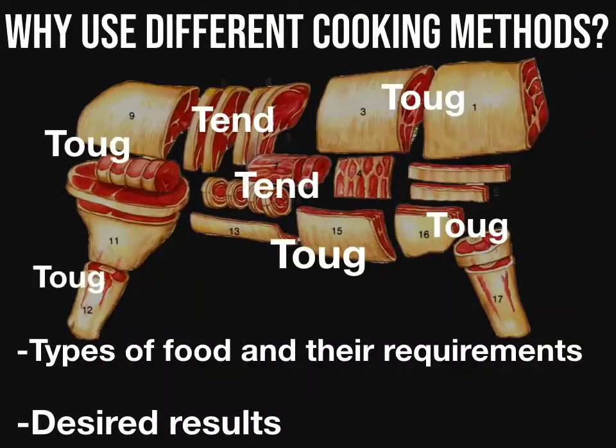Here's a side of beef, and as you can see, there's tough and tender parts all over it. Those tough parts are typically muscles that support all the heavier, tender parts. They are really tough to eat, so we need a long, slow cooking method to break down the enzymes and make that tough meat tender. And with tender meat, we need a high heat cooking method so we don't dry it out, we don't overcook that meat, and we keep it all tender. So from this, we can derive that cooking methods are chosen by the types of food and their requirements and the desired results.